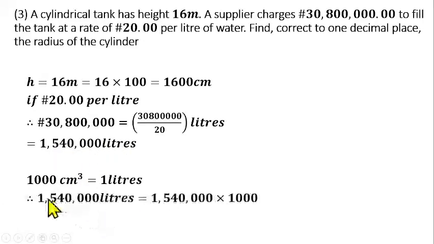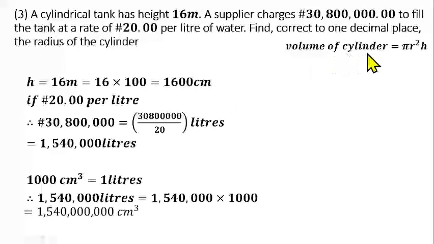So 1,540,000 liters will give us 1,540,000 times 1000, and that should give us 1,540,000,000 centimeter cube as the volume of the water in the tank, now not in liters. Now that we know the volume of the water in the tank, don't forget that our aim is to find the radius of the cylindrical tank.